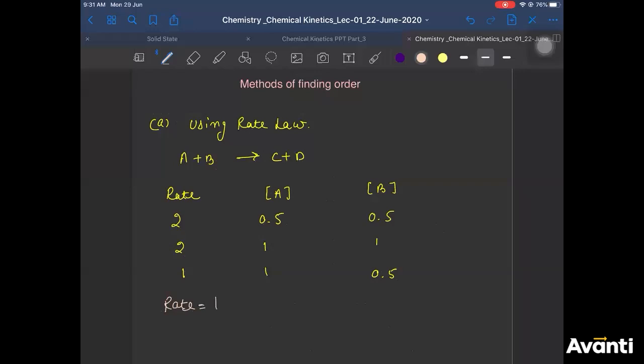You can write the general rate law as rate equals k times A to the power alpha and B to the power beta. Then you can make a few equations.